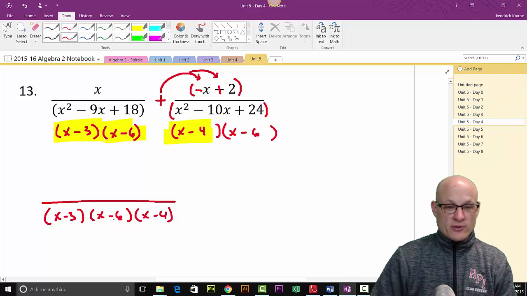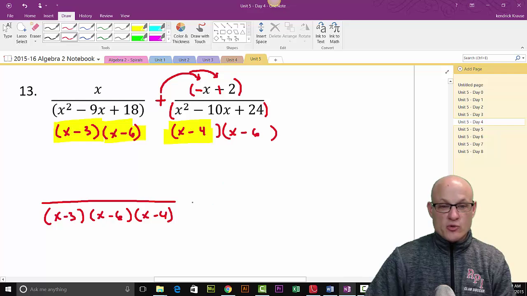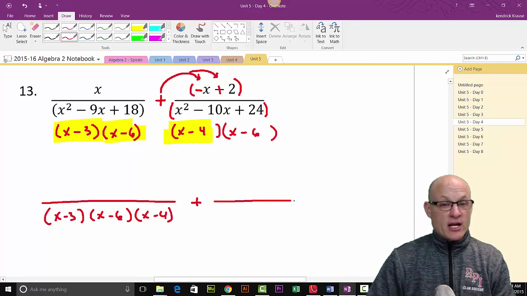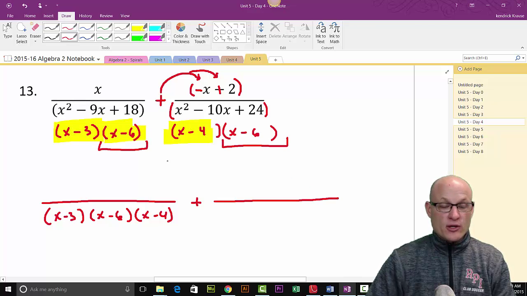And this one already has an x minus 6 from this, so I don't need two of them. If there were two x minus 6's in a denominator, then I would need 2. But the most any one of these has is 1, so I only need 1 in my common denominator. So x minus 3, x minus 6, x minus 4.